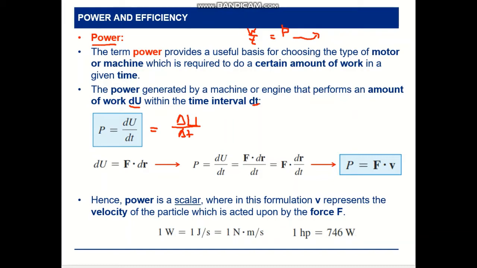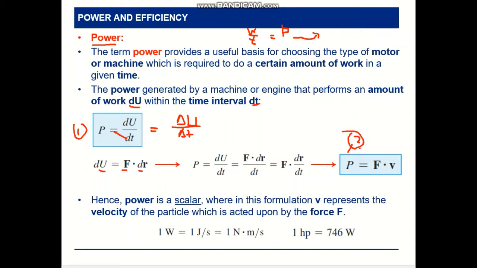When you add this one to the upside, dU is equal to F multiplied by dr, since we know that the work is F multiplied by dr from our previous example. So the power is F dr over dt, which is dr/dt. We know that the change of position with time is the velocity, so power is equal to F dot product velocity, which is our second formula. This is the first formula, and this is the second formula.